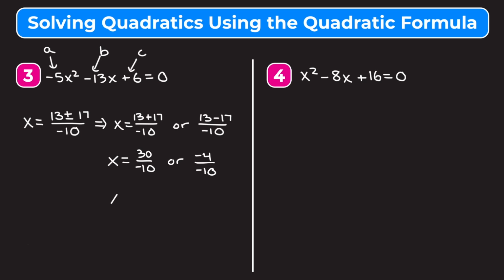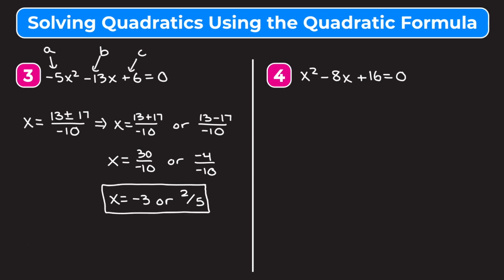And then we can simplify these a little bit more. 30 over negative 10 is negative 3. And negative 4 over negative 10 can simplify to a positive 2 over 5. So we get that x is equal to negative 3, or positive 2/5.